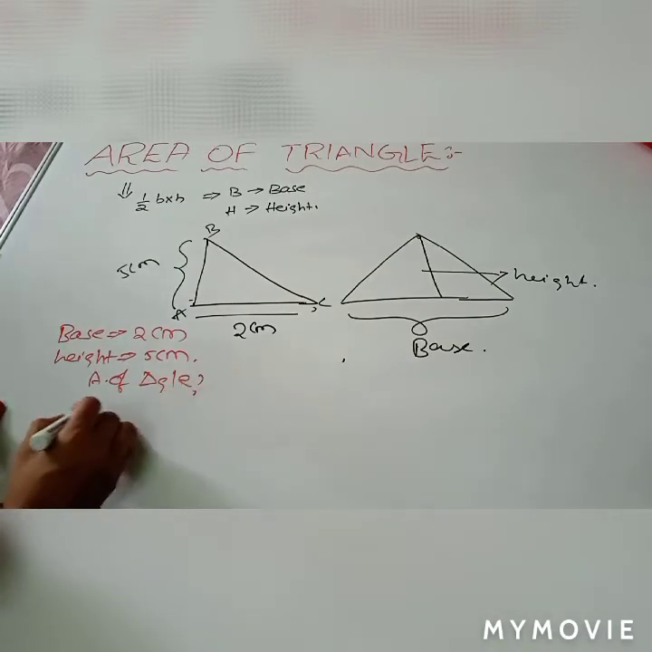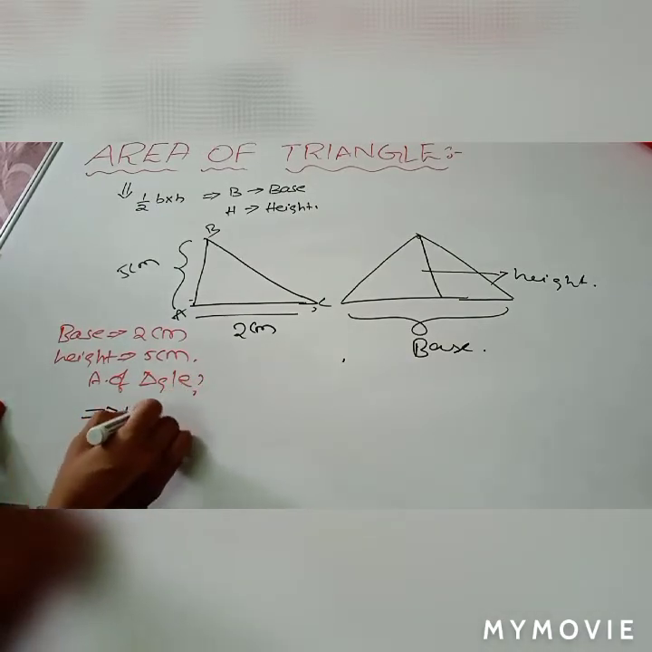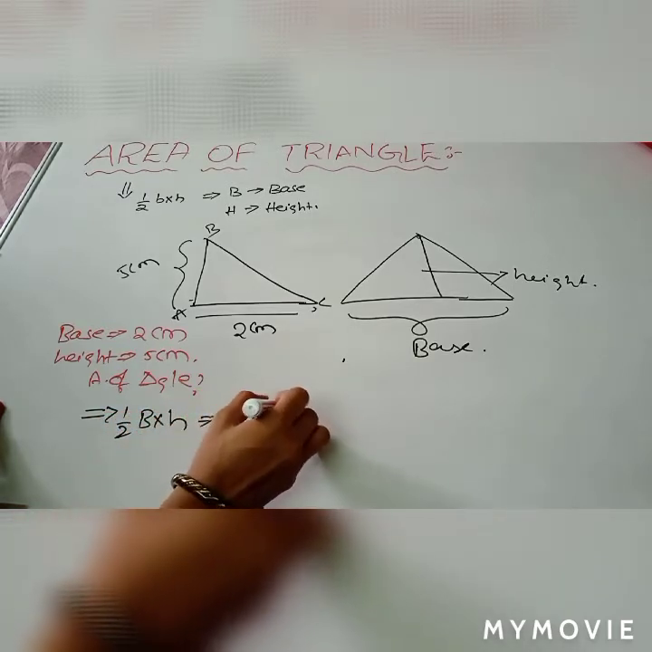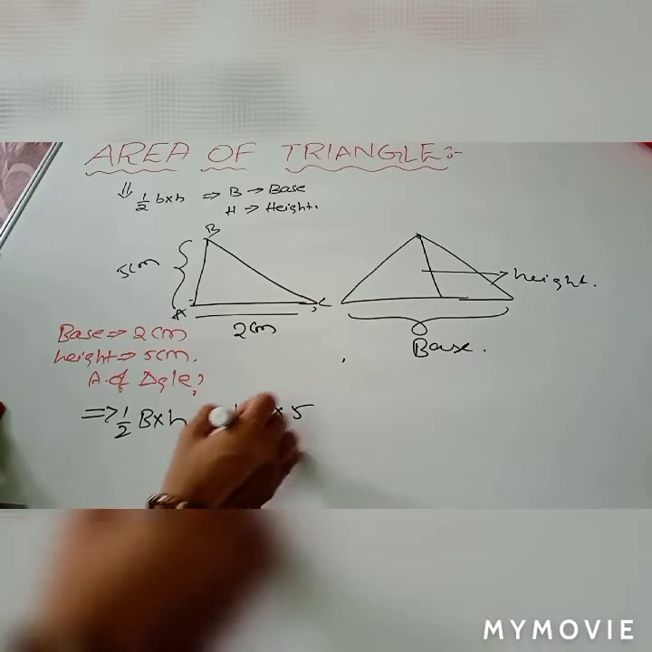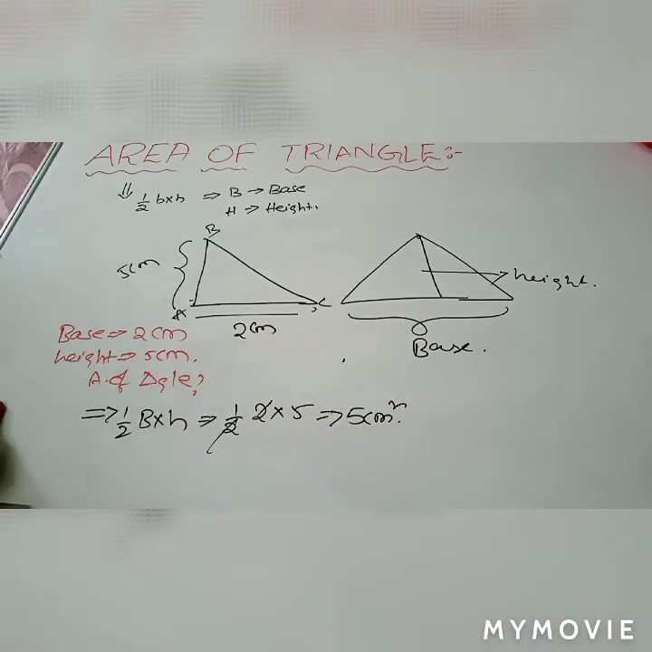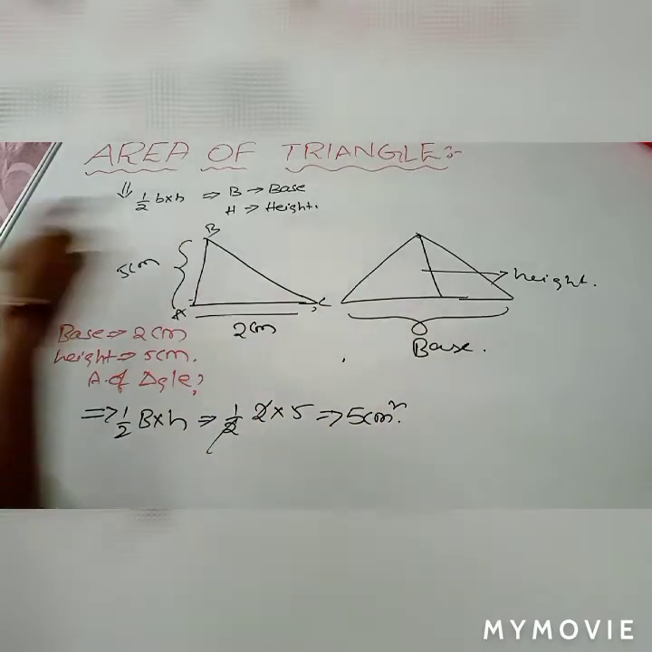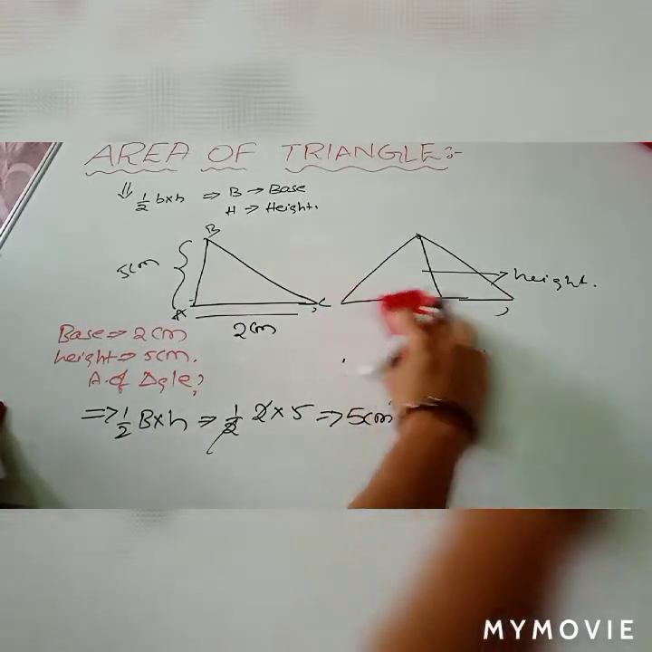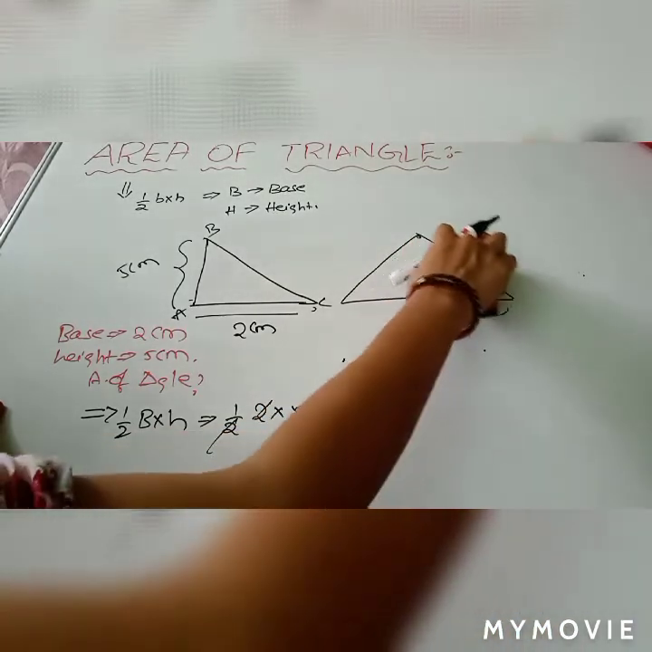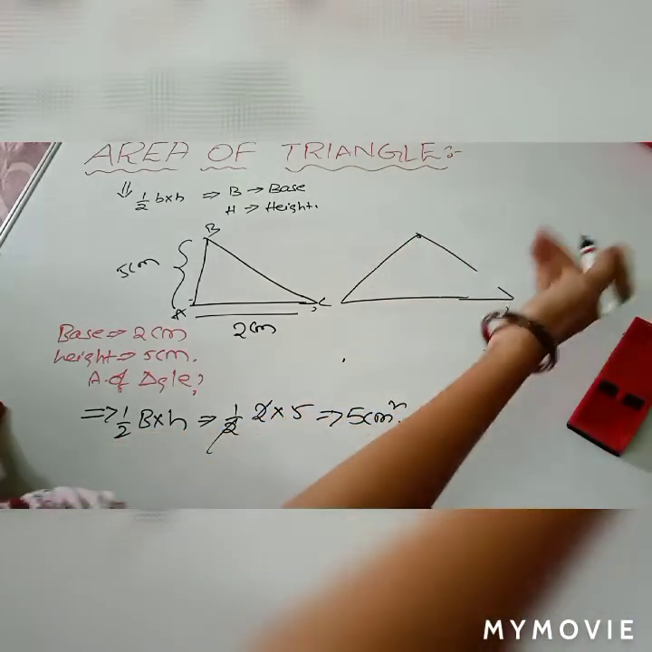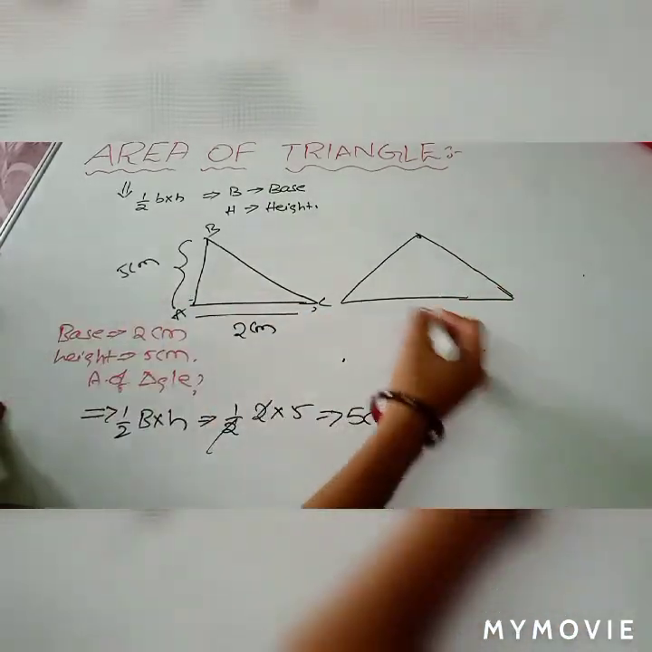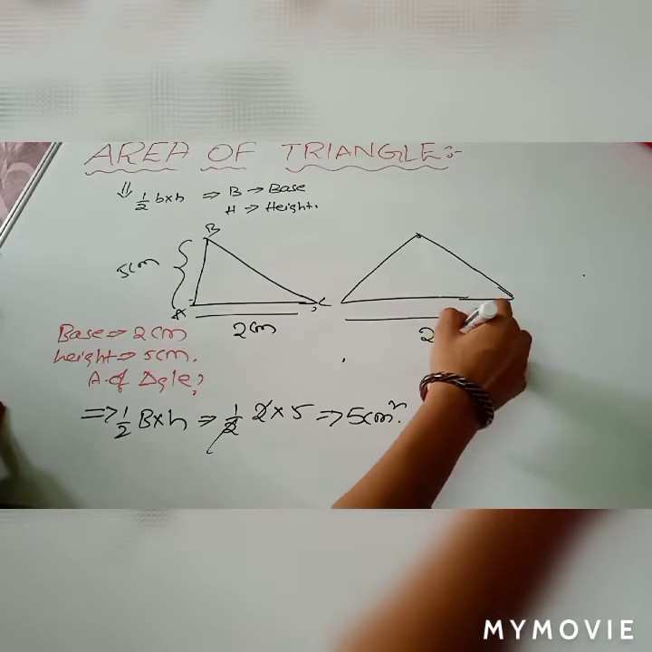So what's the formula for area of triangle? Half into BH, base into height. So what is the base here? 2. And what's the height? 5. And 2 into half gets cancelled. So area of triangle is 5 square centimeters. For this figure, if the triangle is scalene or isosceles triangle, see here, the given base is 2 centimeters and height.